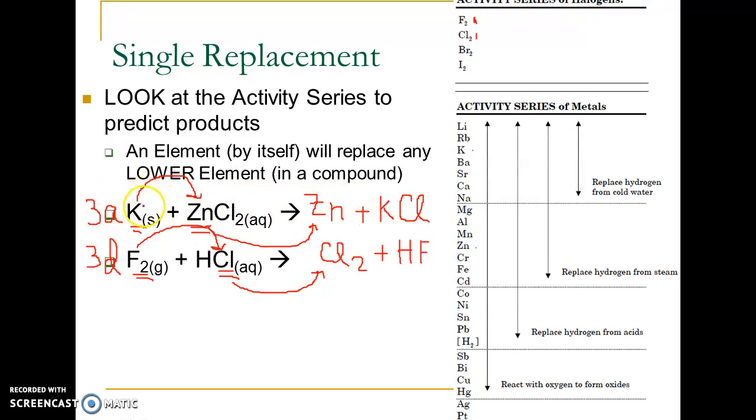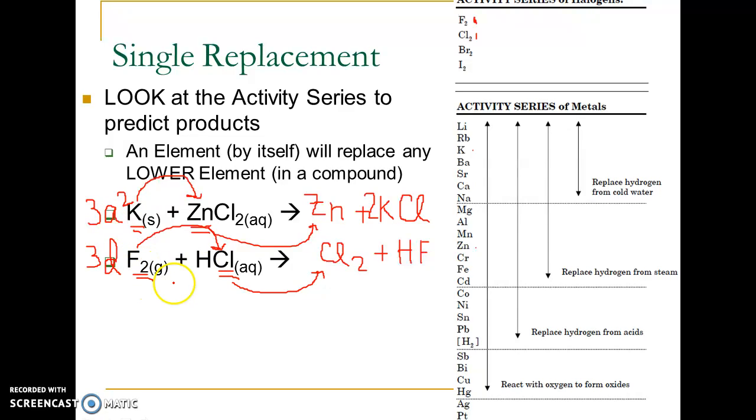balance it. I have 1 potassium on my reactant side, 1 on my product side. I have 1 zinc on my reactant side and 1 on my product side. I have 2 chlorines on my reactant side and 1 on my product side, so I'm going to put a 2 here for a coefficient. When I did that, this coefficient makes it so I have 2 potassiums as well, so I'll need a 2 over here to have this to be a balanced equation.